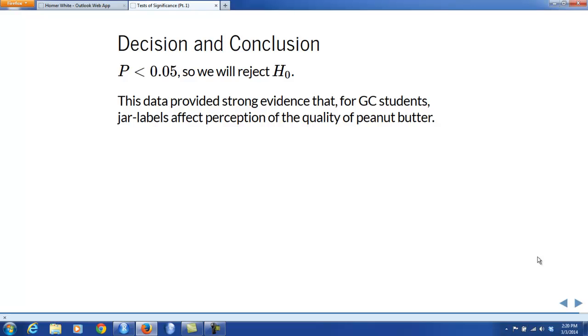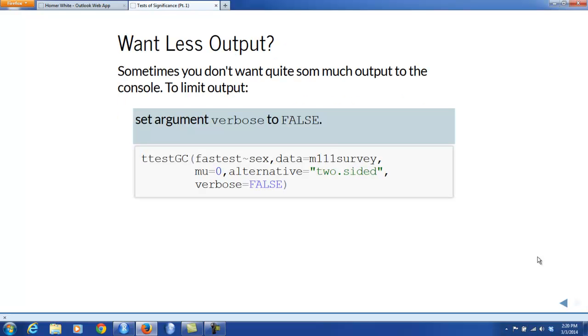By the way, if you're running lots of tests and you don't need to see quite so much output to the console, you can limit it. You can set an argument called verbose to false. So if you add this one extra argument to any t-test call, then you'll get a confidence interval and you'll get a test statistic and p-value, but not much else.